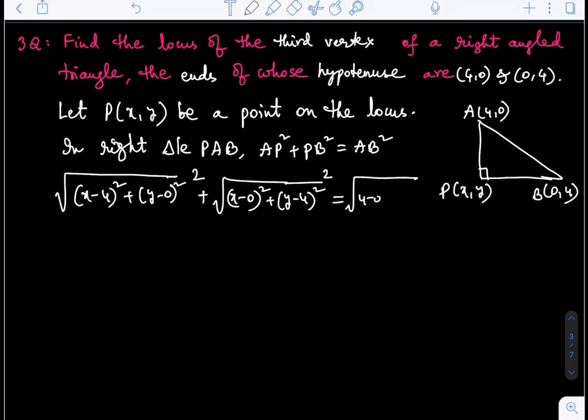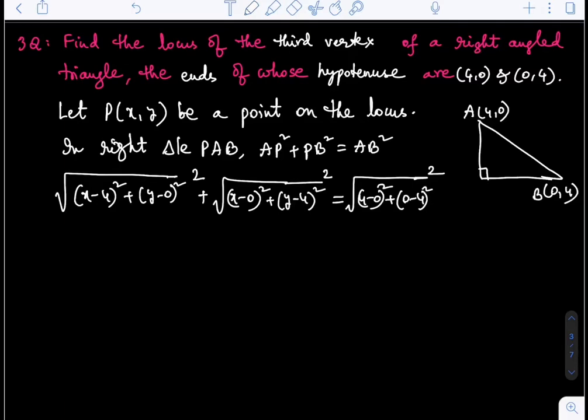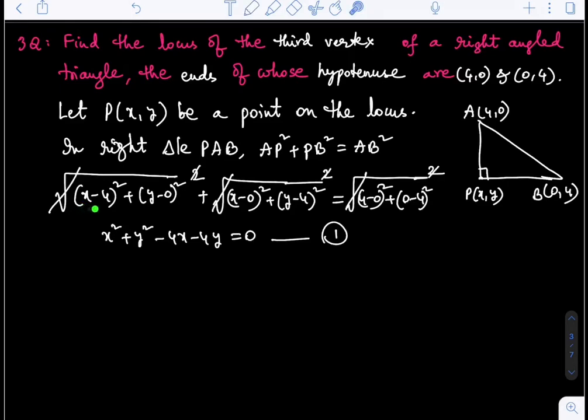Okay. So 4 minus 0 whole square plus 0 minus 4 whole square. Here square should come. And let me write Pxy with some distance gap. Okay. Now root square will be gone in every case. After simplification we get x square plus y square minus 4x minus 4y is equal to 0. This is equation 1. How did I get it? See here.